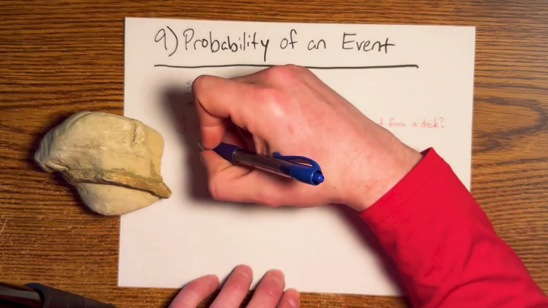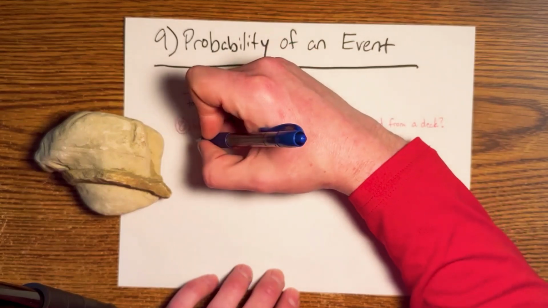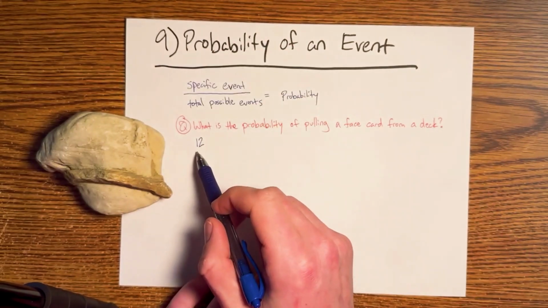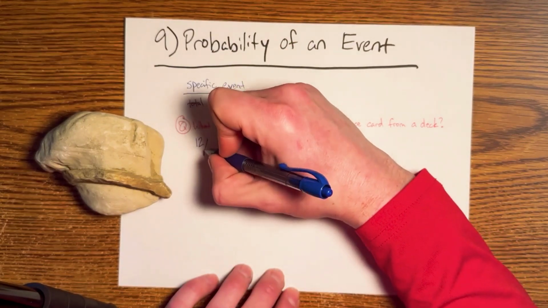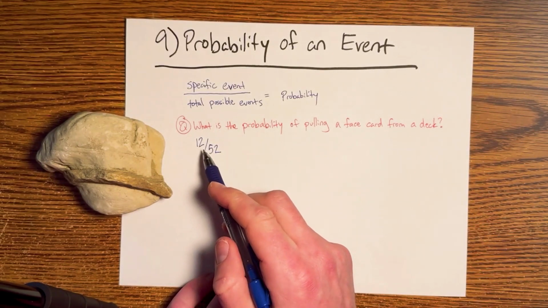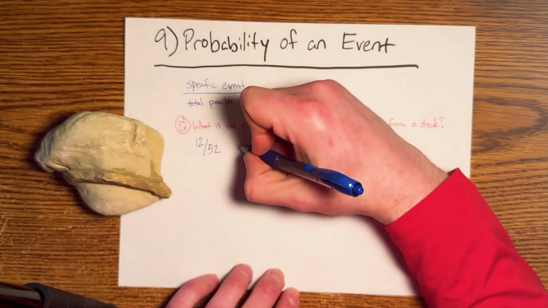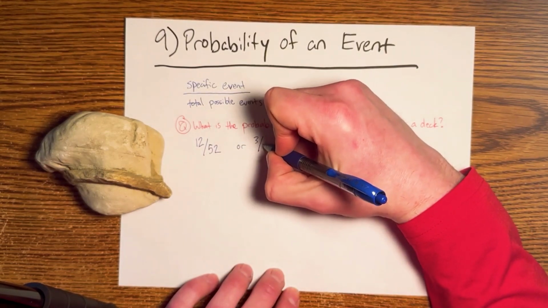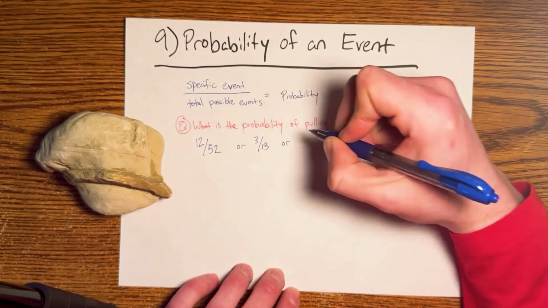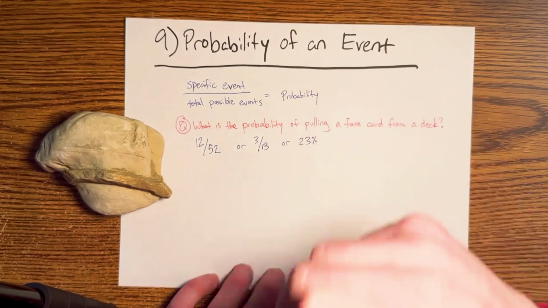The first question here, what is the probability of pulling a face card from a deck? So we know face cards referring to kings, queens, jacks, and the like. There are 12 total face cards in a deck of cards. Total deck of cards, there's 52. So we'd simply say the probability of pulling a face card from a deck is 12 out of 52. You could also simplify that to be 3 out of 13. You could also change that over into a percentage of 23%.